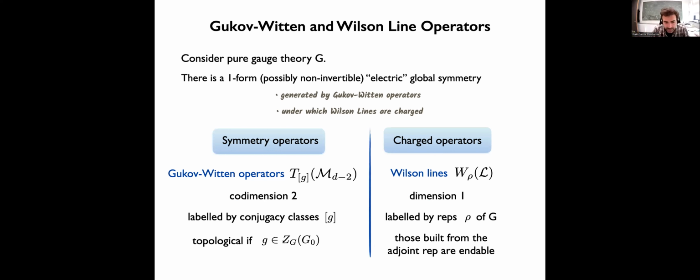Sorry, very quick question. G0 is what? The identity. The identity component. What is the identity component? The connected component. What is connected to the identity. Thank you.